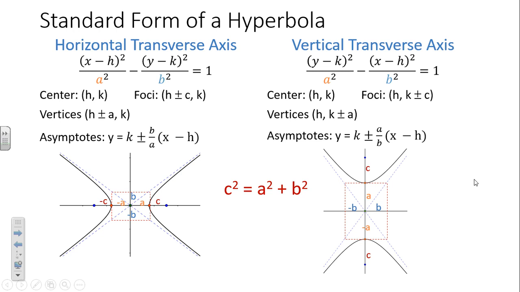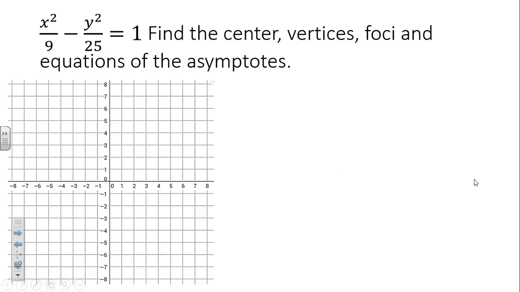And this box is dashed because it's really not part of the graph either. We can use the box to find our asymptotes. The diagonals of our box will be the asymptotes that the hyperbolas approach but never ever touch. Make sense? Okay, so let's see it in play.